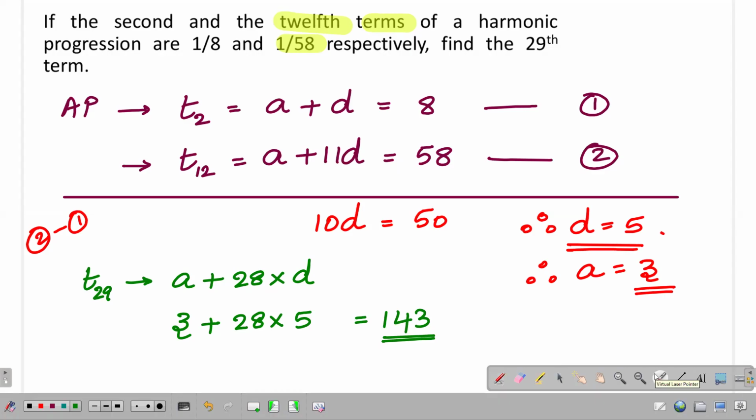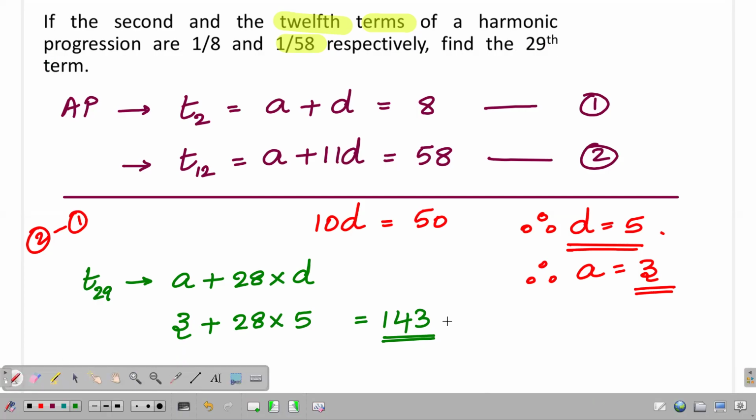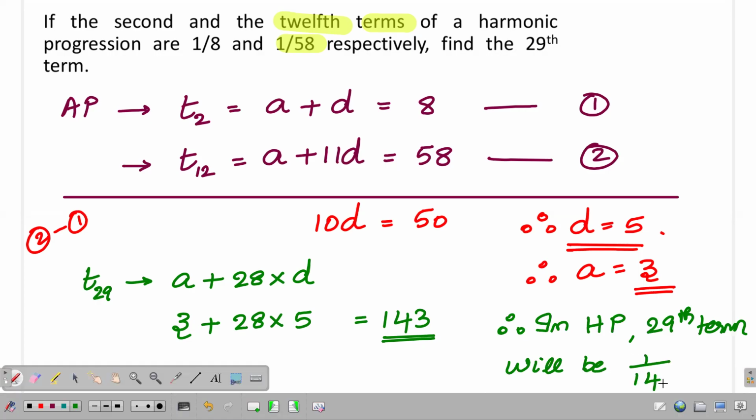Now, let us reverse it to the harmonic progression. The 29th term in that harmonic progression, what will it be? It has to be 1 by 143. Therefore, in the harmonic progression, the 29th term will be 1 by 143. So for this question, 1 by 143 is going to be my answer.